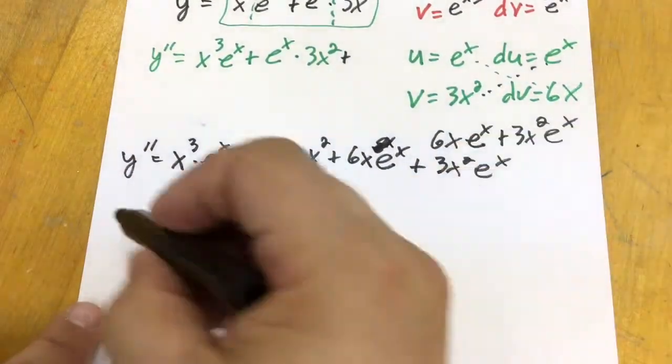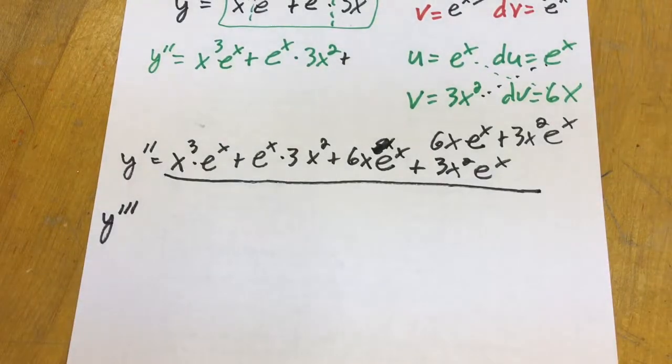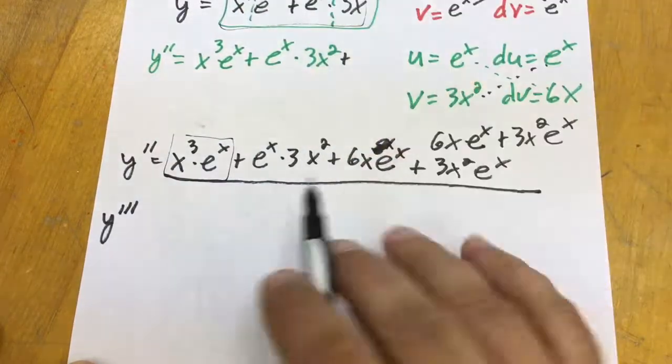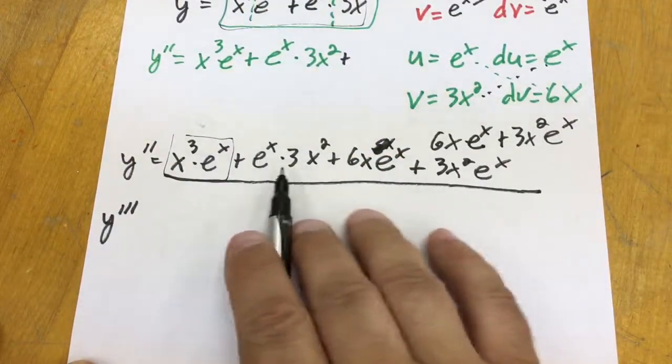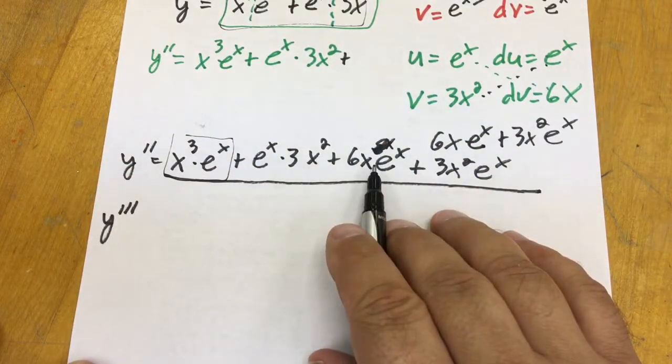Oh my goodness. I have to find the third derivative now of this monster. And you can see where calculus isn't that tough. It's just a lot of algebra. Well, I know that the derivative of this is already up there. The derivative of this is this entire thing. And then I have to find the derivative of this and the derivative of this.